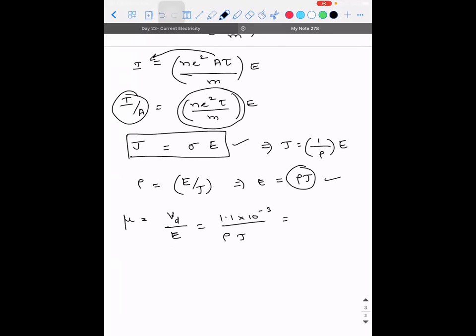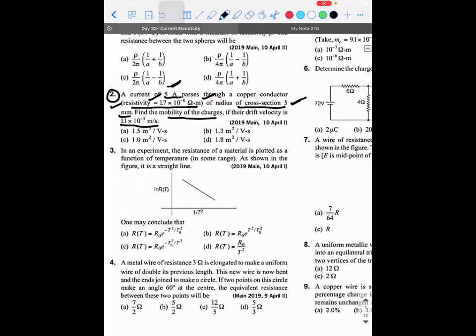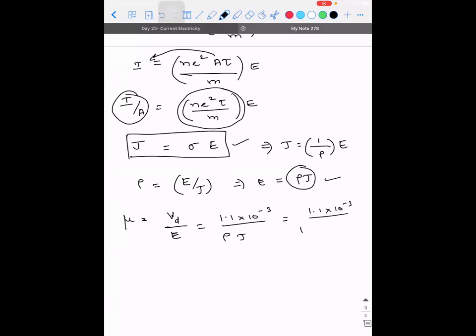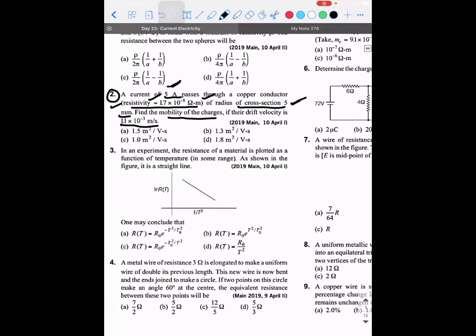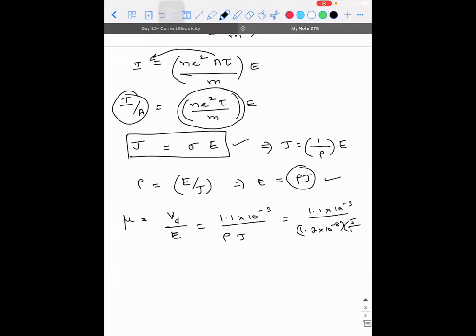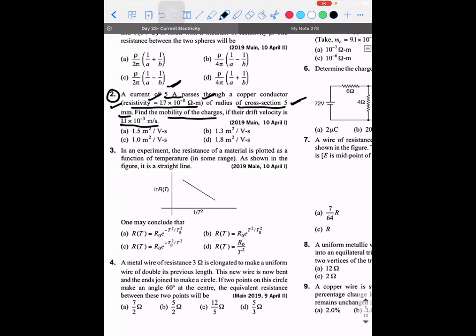E is how much? Rho into J. Can you find it? 1.1 into 10 power minus 3 divided by rho, how much is it? 1.7 into 10 power minus 8, into J. How much is J? 5 divided by pi r square. Pi into 5 into 10 power minus 3 the whole square. You understood why I wrote it as 5 into 10 power minus 3 whole square? Because it is 5 millimeter. I hope this problem is clear. Yes, sir. Okay. So that's all with this.